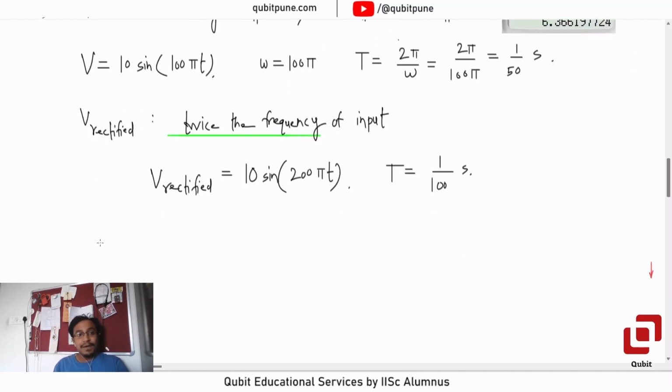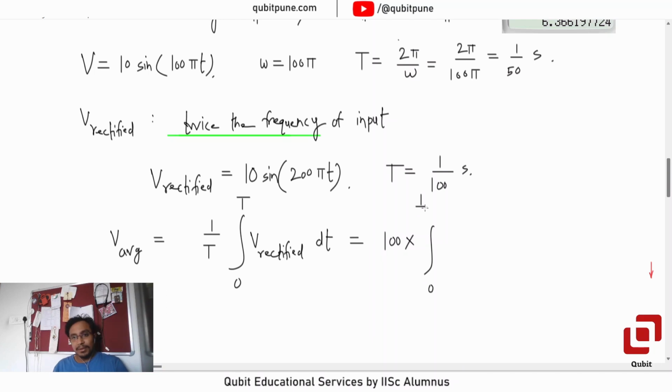Got it? So if I want to now find out the average value, I must integrate V rectified from 0 to t, and then I must divide it by the time period. And that's exactly what I'm going to do. If t is 1 upon 100, 1 upon t will be 100. 100 times the integral from 0 to 1 upon 100 of sine of 200 pi t dt, into, let's not forget that 10.